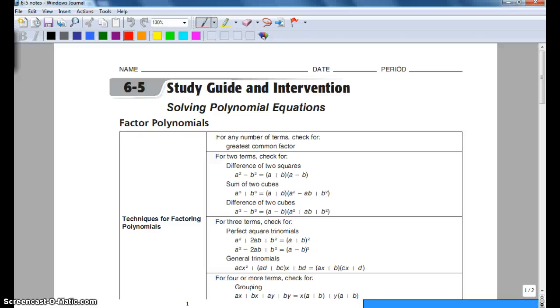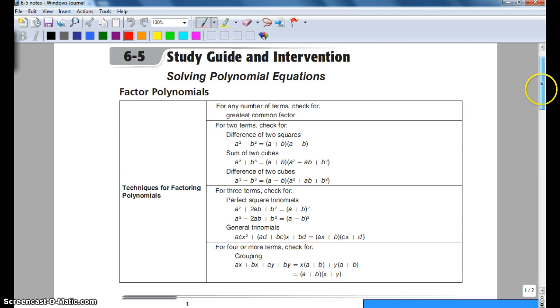Hello, welcome to section 6.5, solving polynomial equations. Factor polynomials. For any number of terms, we're going to check for a greatest common factor. It's one of the first things you're going to want to do in any factoring polynomial problem. But then there are techniques for factoring polynomials that are more in-depth.